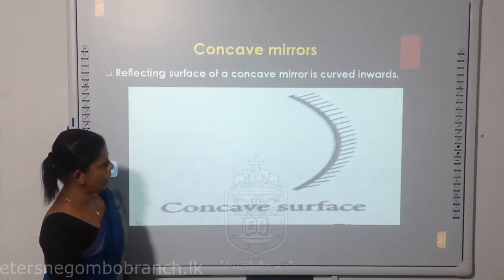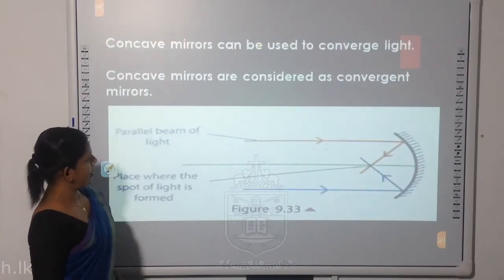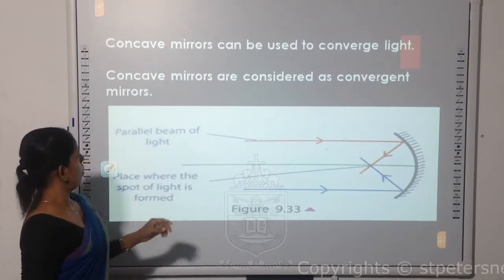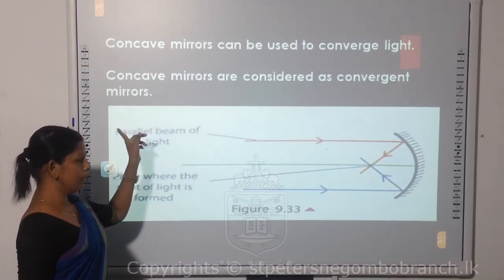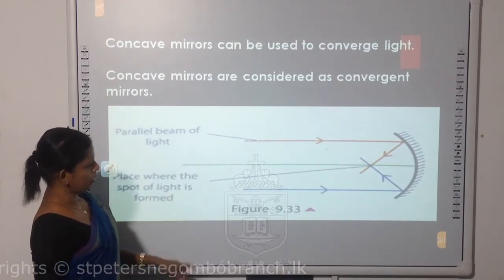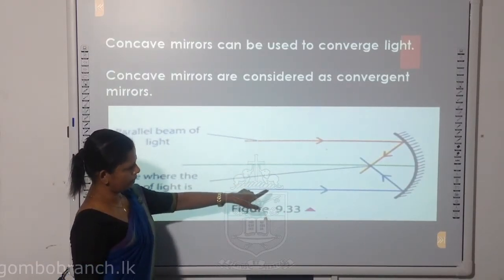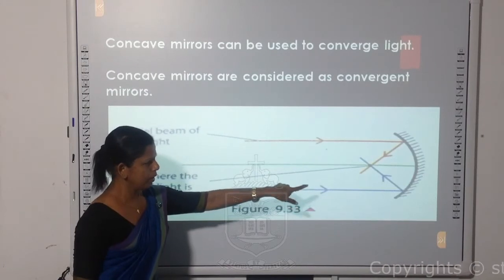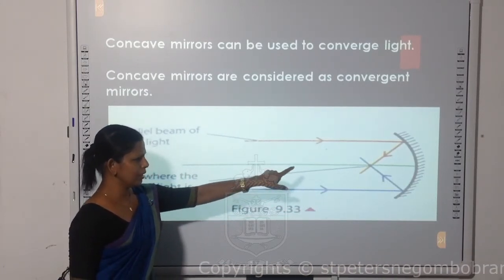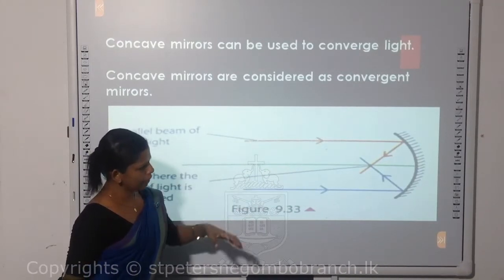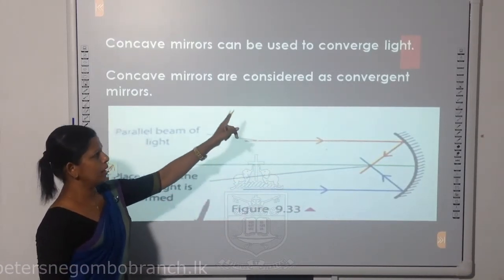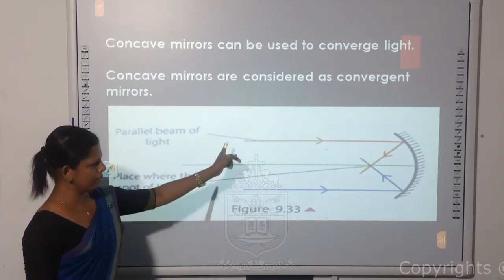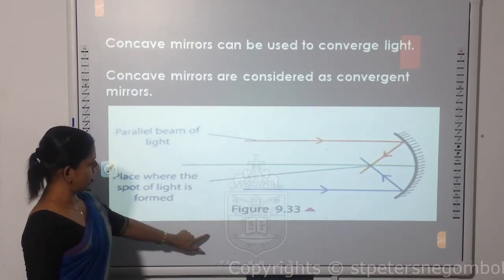Now we are going to talk about the next topic. Concave mirrors can be used to converge light. So how does it occur? Concave mirrors are considered convergent mirrors. You can see there are two light rays coming towards the surface of the concave mirror. After reflecting, they collect at a particular point. So we consider the concave mirror as converging light, and it is called a convergent mirror. You can see the ray diagram of that.